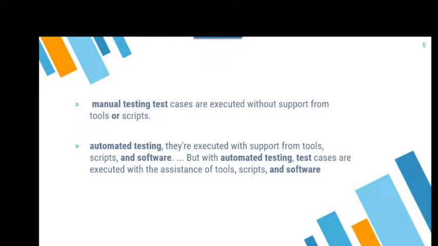Java is required, Python is required, C sharp is required. Suppose you want to write the script in Python, you need to learn Python. If you want to write the script in Java, you need to learn Java. If you want to write in Ruby, you need to learn that language. Based on that, you write the script. Based on the tools and script, we will execute the application. Such kind of testing we call automation testing.